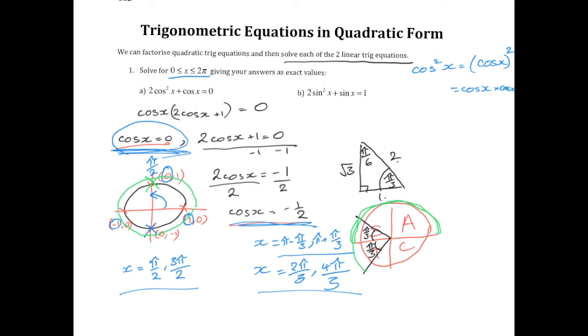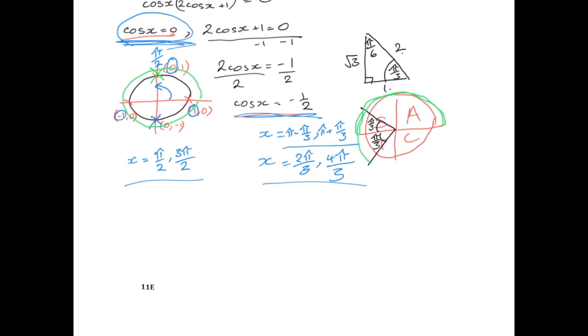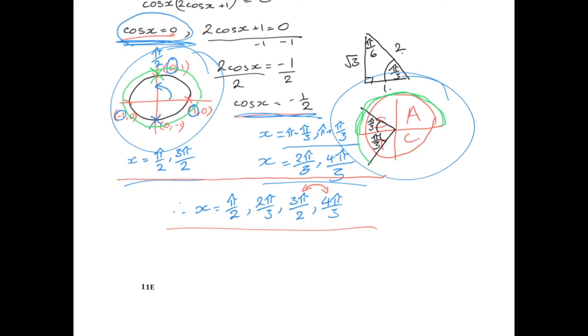You could also write a final line stating therefore x is, and maybe put them somewhat in order. So it's pi on 2, they should be the other way around. You're right. Is everyone okay? Cool. So let's try the next one together.